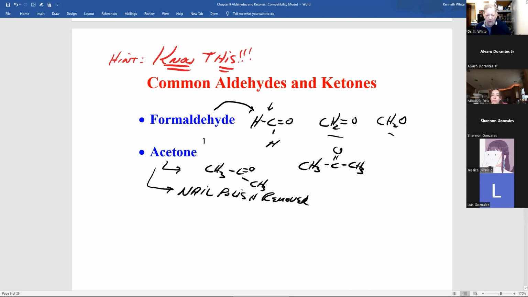So you should know what is the structure of formaldehyde. You should know what's the structure of acetone. And you should know acetone is used as a nail polish remover.